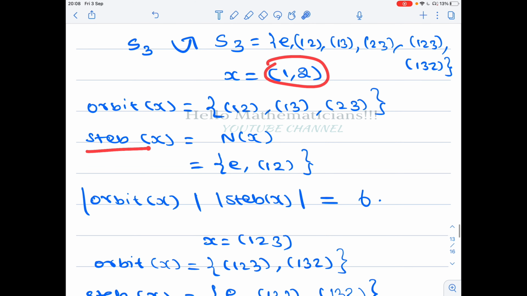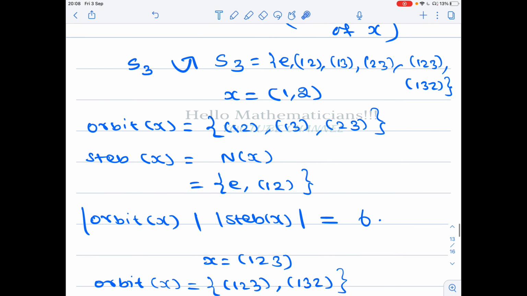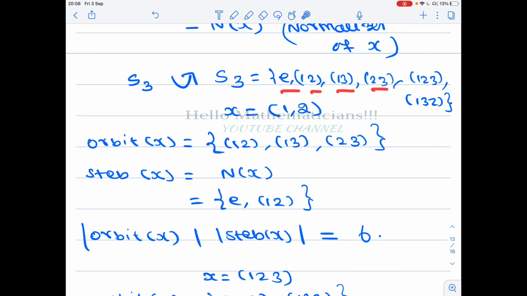Now we want to calculate the stabilizer of x. We just saw that for the conjugation action, the stabilizer is the set of all permutations here which commute with this permutation.